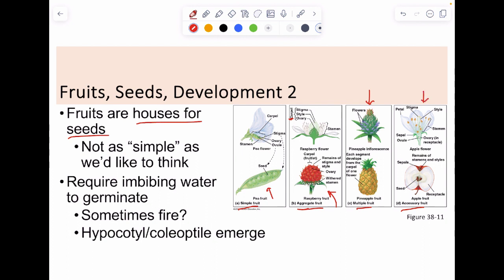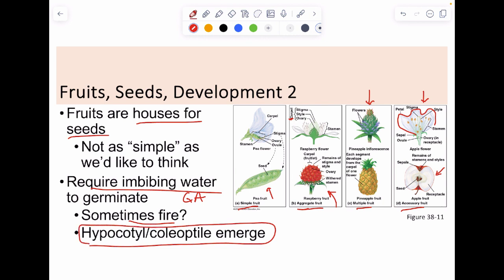Apples turn out where the entire flower becomes the fruit itself, so it's referred to as an accessory fruit. So we can go on and on about this. In order to germinate that fruit, usually there's an imbibing of water that's necessary, because of what we call gibberellic acid. Sometimes we need to have fire.